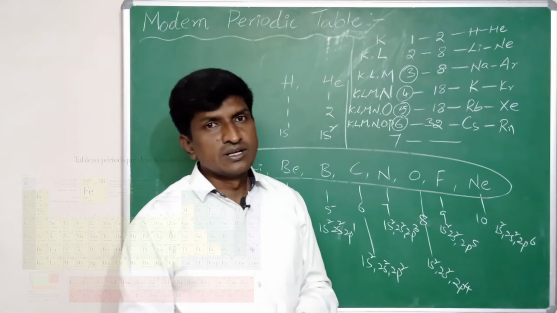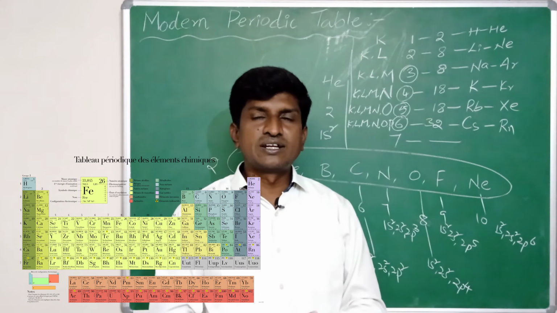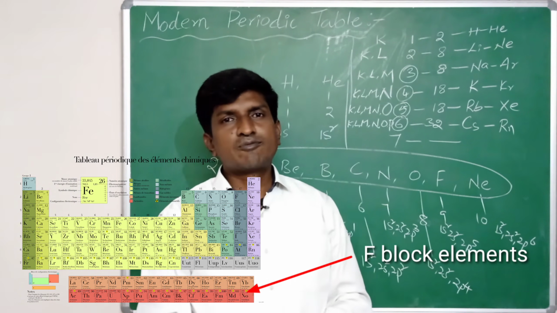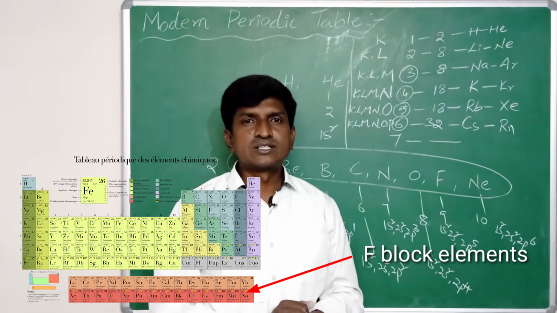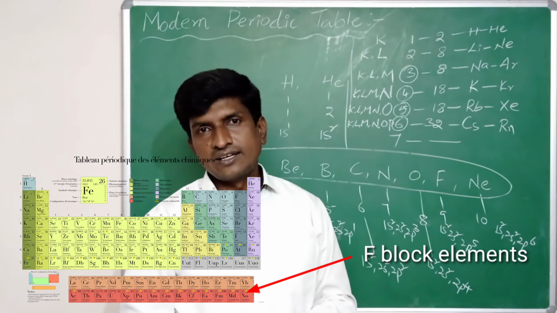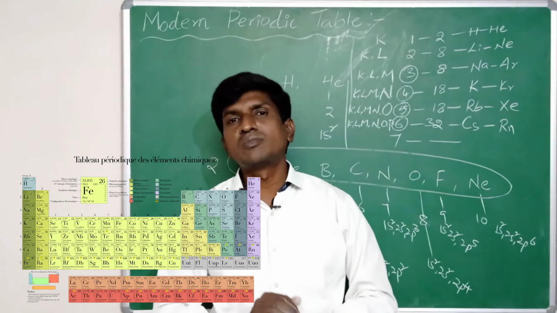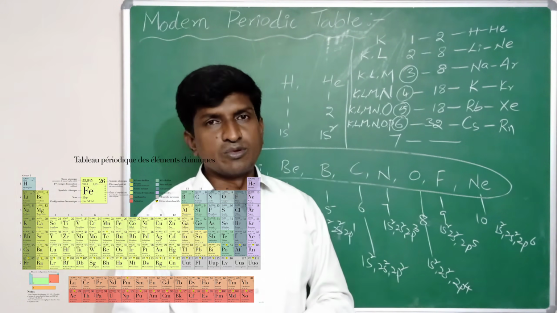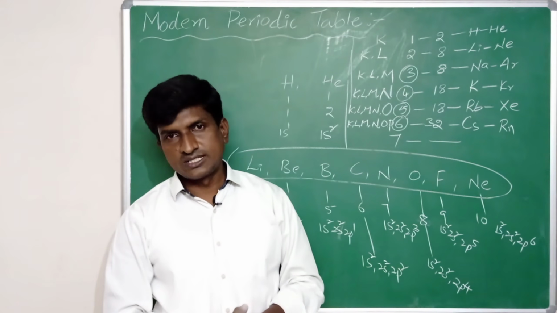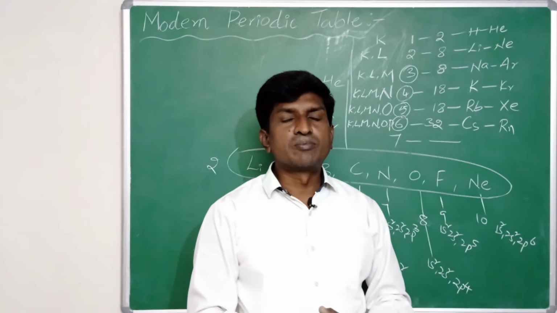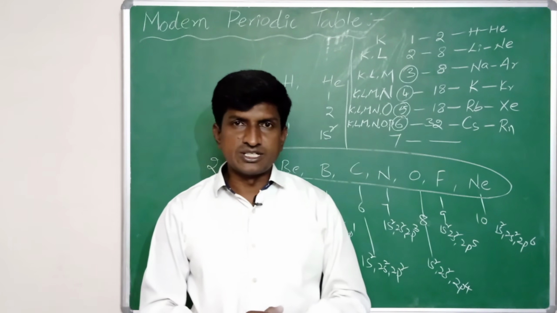The f block elements are kept separately because if they were kept in the long form of the periodic table, the table would be very long. The f block elements show similar properties, like lanthanides and actinides, that's why they are also called lanthanides and actinides. They are kept separately at the bottom of the long form of the periodic table. So this is about the modern periodic table of elements. In the next class we will discuss the properties of elements and the factors affecting the ionization energy. Thank you.